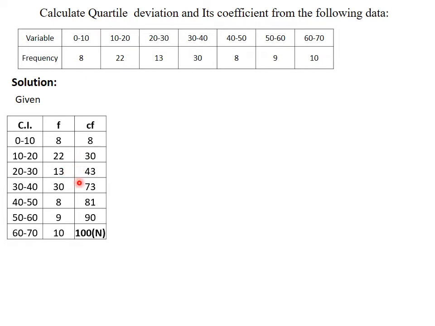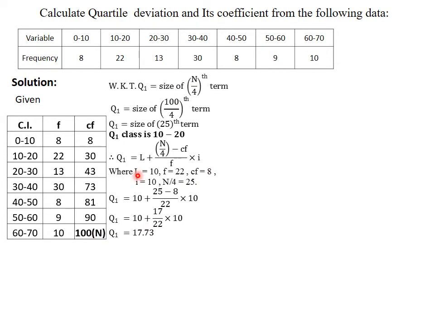43 plus 30 is equal to 73. 73 plus 8 is equal to 81. Then 81 plus 9 is equal to 90, and 90 plus 10 is equal to 100. So the last value of CF is nothing but capital N.